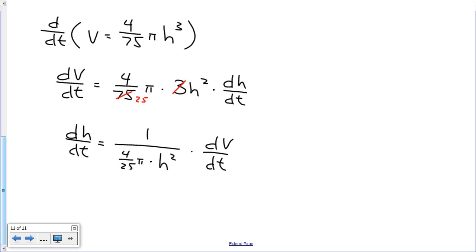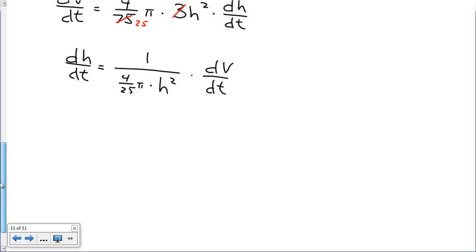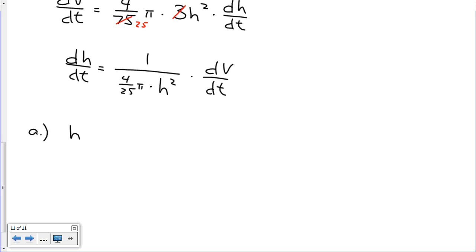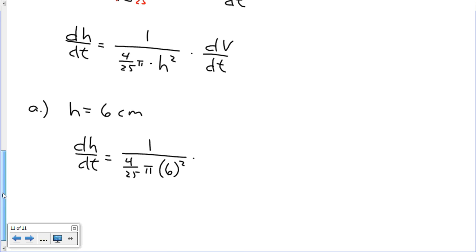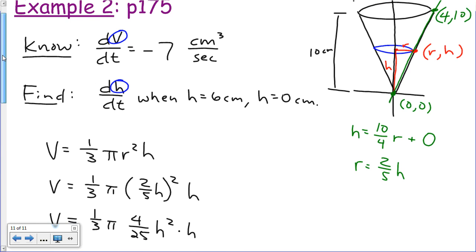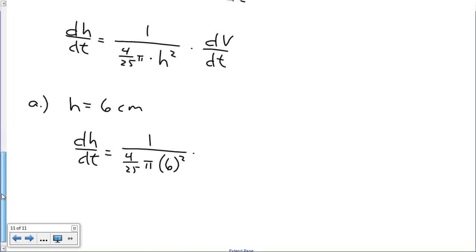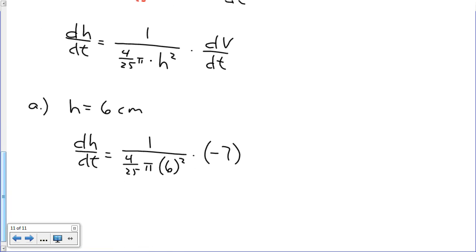All right, and so they asked us to evaluate this at 2 different places. Part A was when h was equal to 6 centimeters. So when h is equal to 6 centimeters, dh dt is going to be equal to 1 over 4 over 25 pi times h squared. That's going to be the 6 squared. And we know dv dt, remember, let me scroll back up there to the top, what we knew. We knew that dv dt was a negative 7. So this guy here is a negative 7.